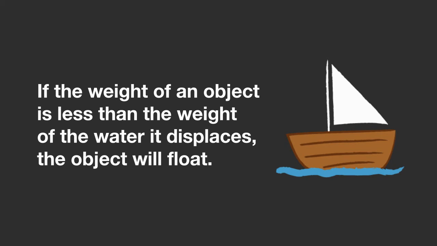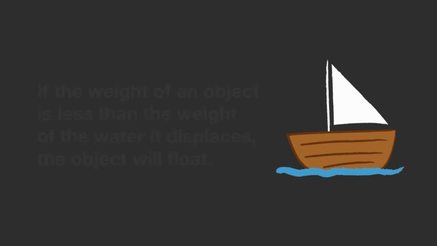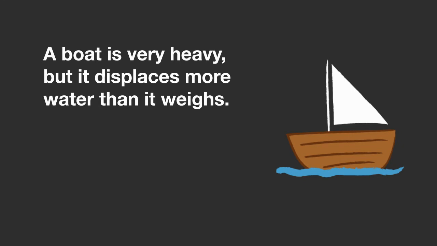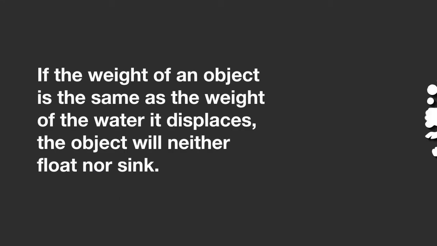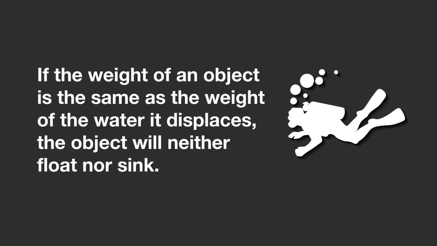If the weight of the object is less than the weight of the water it displaces, the force of the water will win and the object will float. An example of this is a boat. A boat is very heavy, but it displaces even more water than it weighs. The upwards force of the water wins and the boat floats. We call this positive buoyancy. So we have negative buoyancy where the object sinks and positive buoyancy where the object floats.